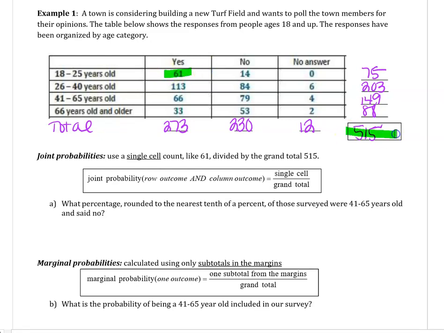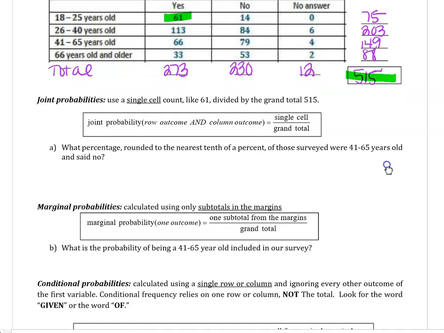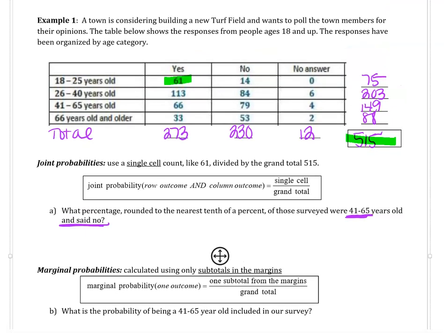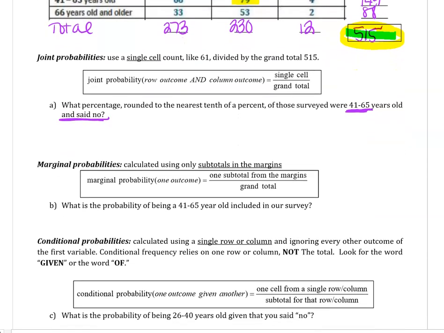So 61 over 515. Okay? So what percentage, rounded to the nearest tenth of a percent, of those surveyed were 41 to 65 years old and said no? Okay. So we're looking for, out of everybody surveyed, who was 41 to 65, and they said no. Okay, so I'm going to go to my table, and we go 41 to 65, and they said no. That's 79. So of everybody who was surveyed, out of the 515, it's 79 out of 515.